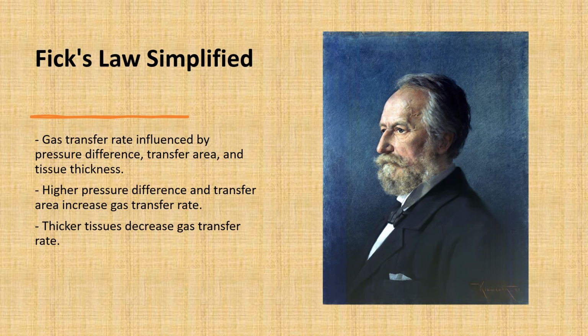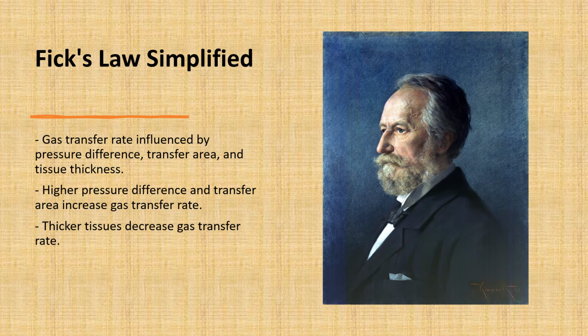The second factor is the transfer area. This refers to the size, the surface area of the tissue through which the gas can pass. The larger the area, the more gas can move through it at once. So if you have a big surface area, gas transfer will be faster. If you have a small surface area, it will be slower.